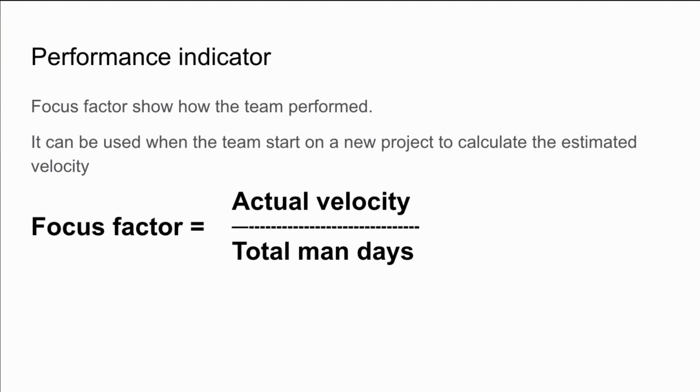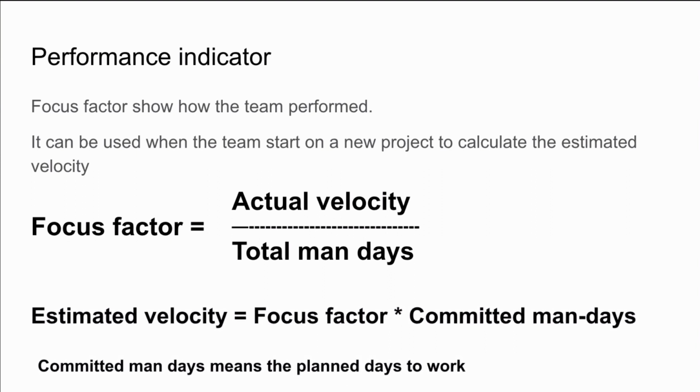Now the reason why we say actual velocity is that the team might have chosen more points to put into the sprint backlog, but some of the points were not completed, so they stay behind. Those stories will then still be in the doing column, because the story is not completed. Estimated velocity is then the focus factor multiplied by the committed number of man days that the team planned to work on the following sprint.